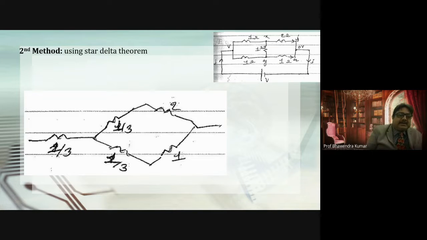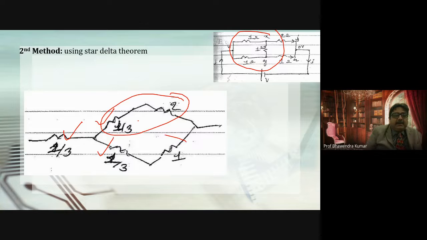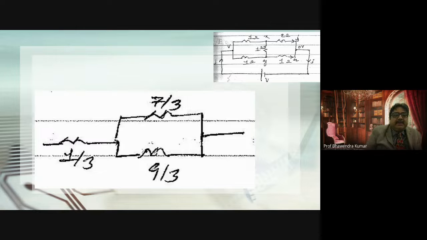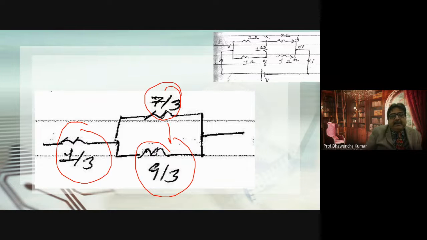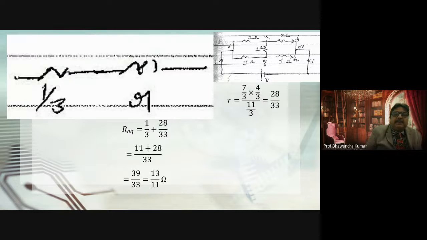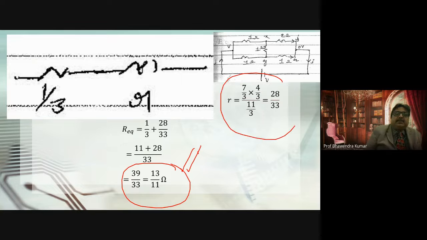So these are the resistances. If I convert from the left side, I get 1 by 3, 1 by 3, and 1 by 3. This 1 by 3 and 2 will be in series. 1 by 3 and 1 will be in series. So this will become 7 by 3. This will become 9 by 3. And this is 1 by 3. They are in parallel. That will be in series with 1 by 3. So that will be 13 by 11. The parallel combination will be 28 by 30.